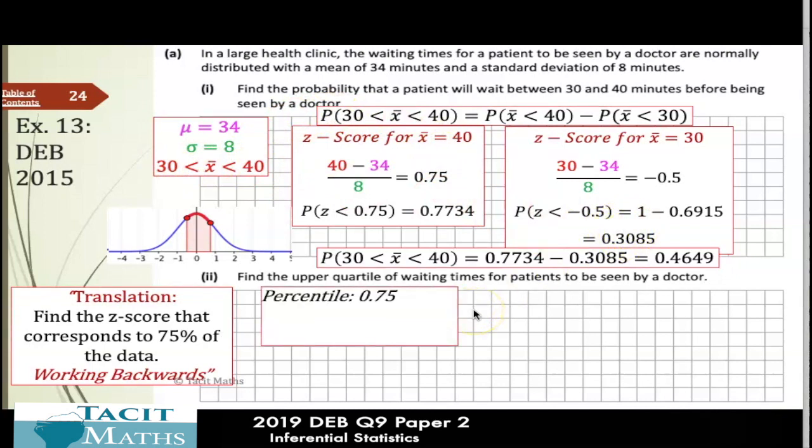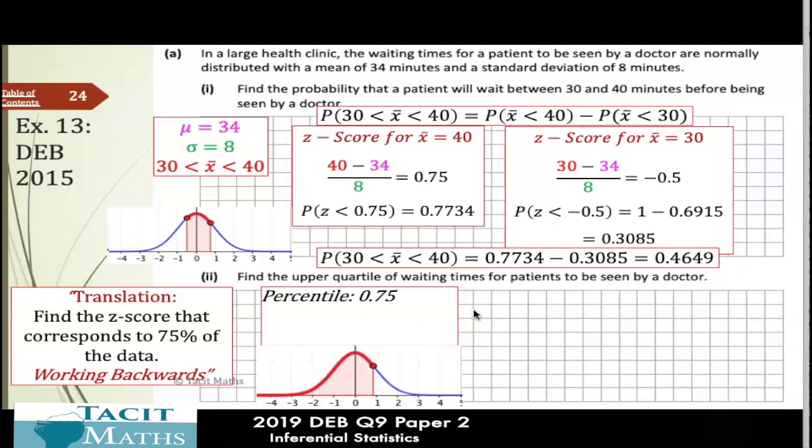So we have the percentile, and it's always good to draw it as well. So this is our percentile, and we're looking for the z-score that corresponds to 75% of the data.